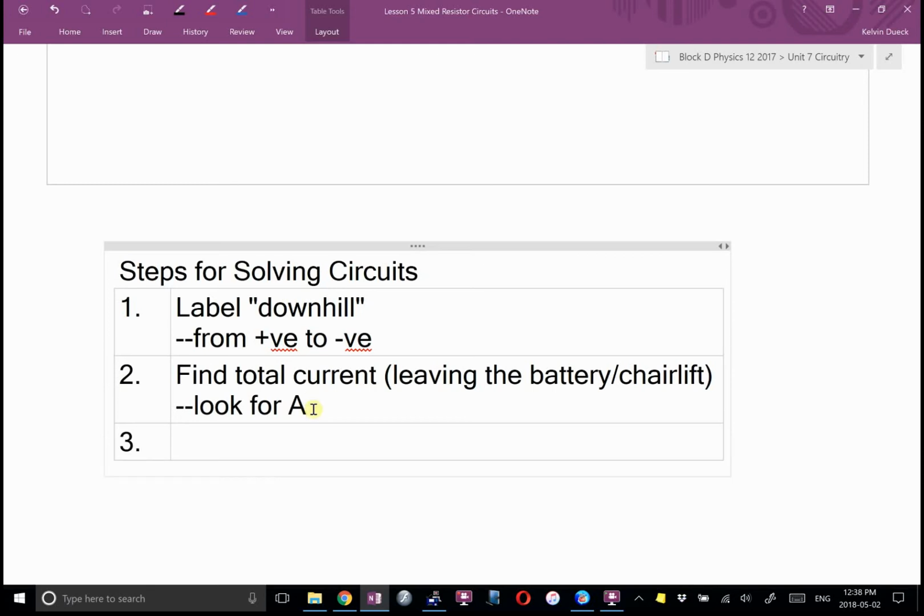3. Do I know two things? Question mark. Look for any resistor that has two things, so I'm going to know 2 and a 4. And then as soon as you find something, especially if it's a voltage or a current, repeat step 2. Do you know total current now?